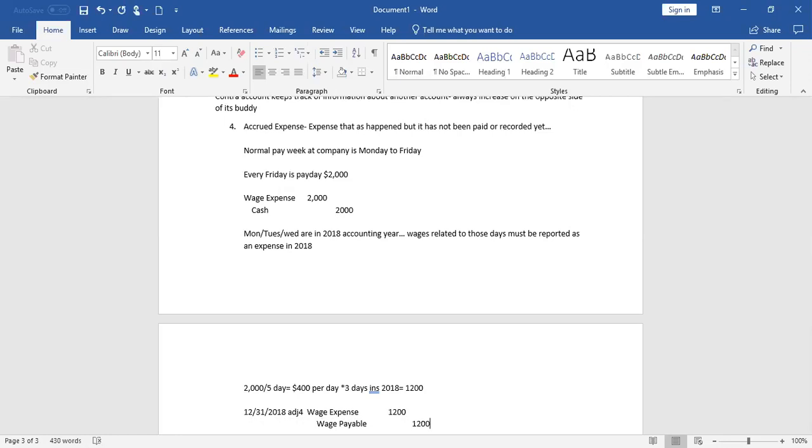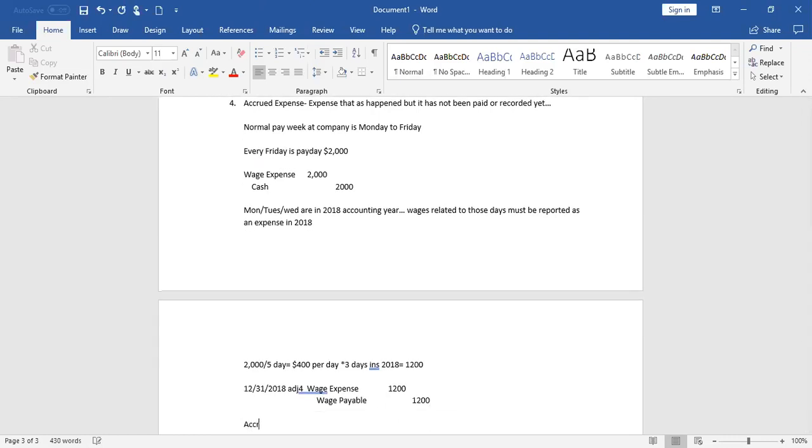So your author will tell you by saying accrued wage expense, $1,200. Or they may give you some information like I did and expect you to calculate that. But when you see that word accrued related to an expense, you've got to record an expense that's missing. Since you're not paying it that day, you have to credit a liability account to show you owe that. Are there any questions on that?